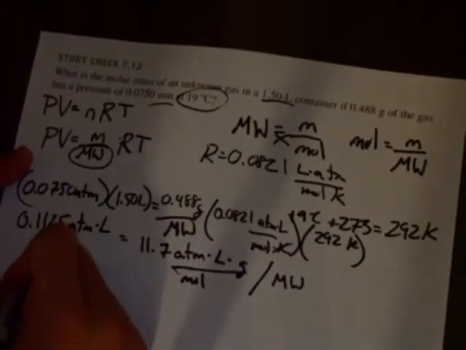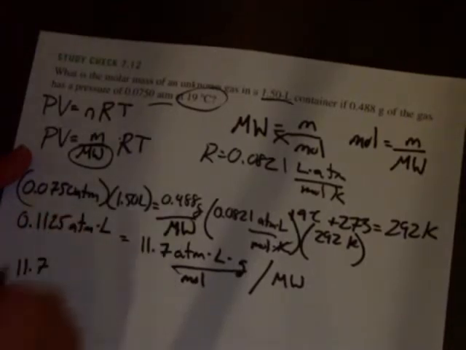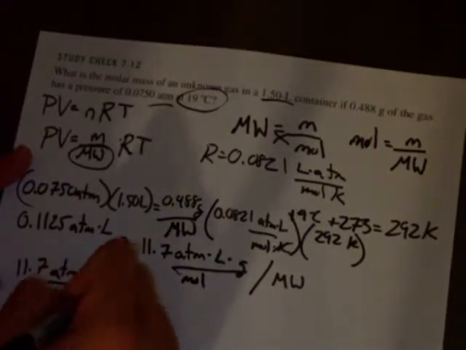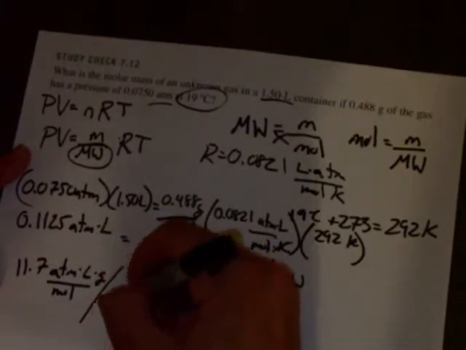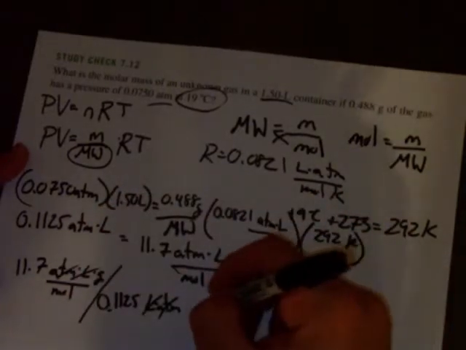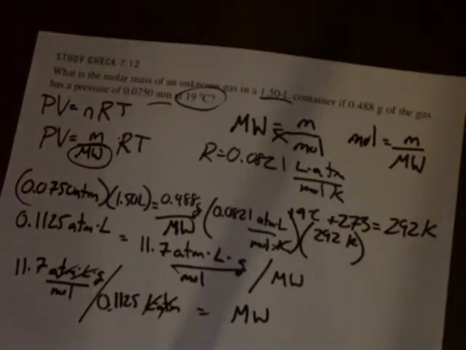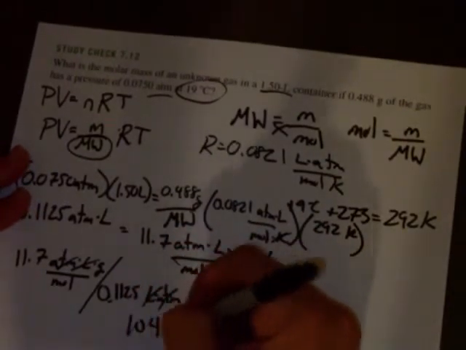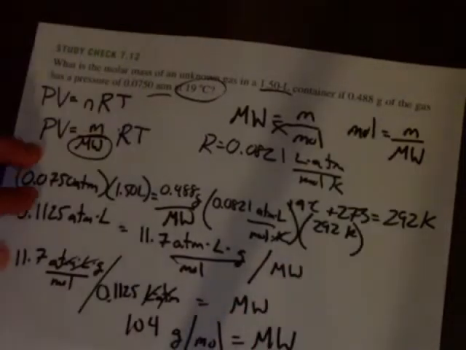So cross multiply and divide, and essentially it becomes 11.7 atmosphere liter gram per mole divided by 0.1125 liter atmosphere. So our liter atmospheres cancel out. And so we get 11.7 divided by 0.1125, and we get 104 grams per mole is equal to molecular weight.